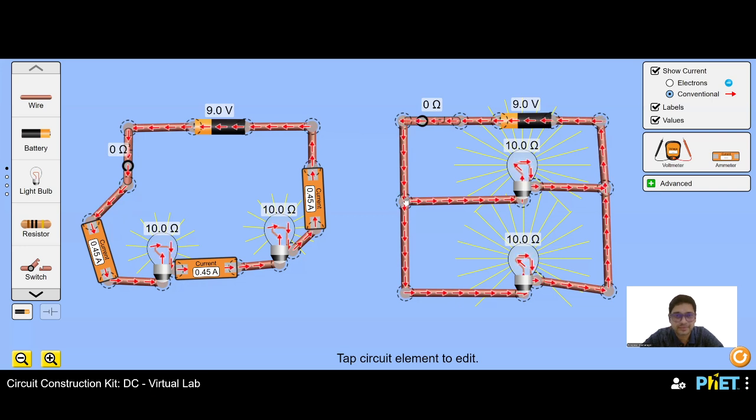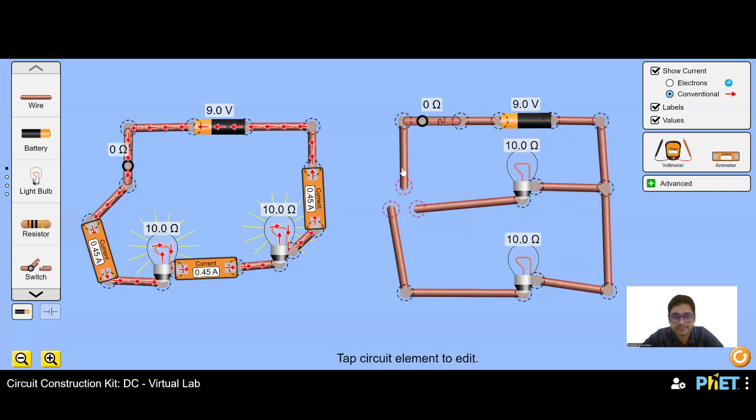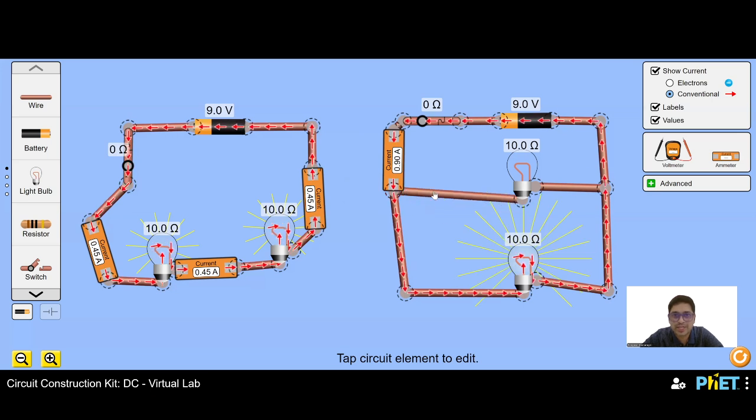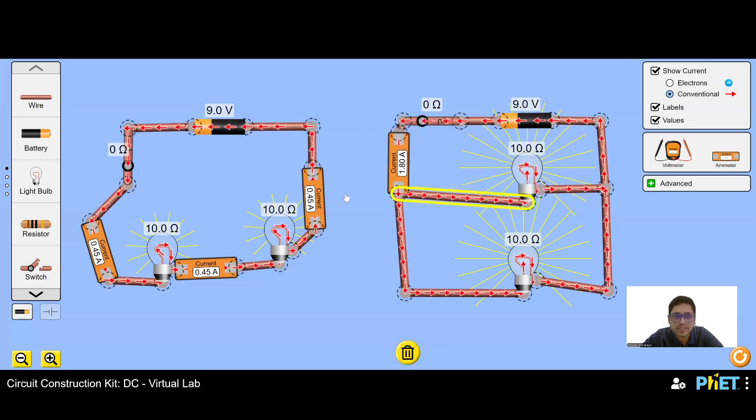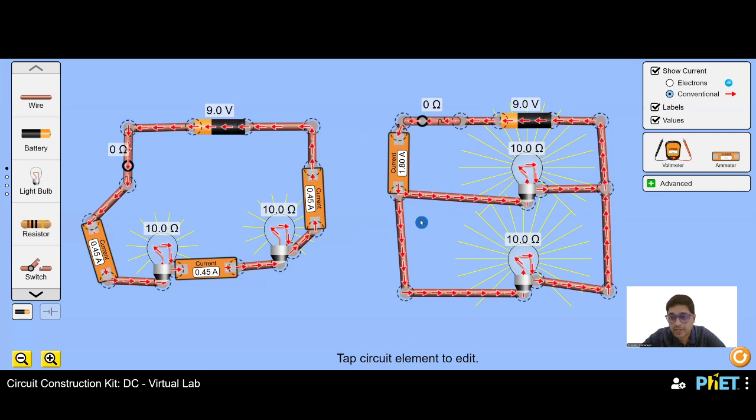Now you can ask me, is it the same in a parallel circuit? I don't know. I'm not sure. Let's see. Let me take an ammeter there. Yeah, it's here. Oh, 1.8 amperes. What happened here? Why did this happen? It was the same in a series circuit. In a parallel circuit, it's not. What can we do?